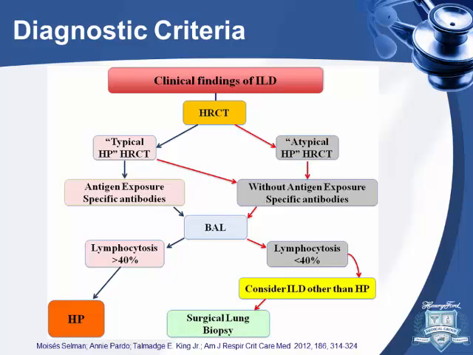Basically, if you have someone with clinical findings of ILD, who has significant HRCT with typical findings, a positive antibody test and significant lymphocytosis, and with a good story, it's very important to have a very good story, I think that's the most important thing that's going to lead you to HP. Then you can diagnose HP.